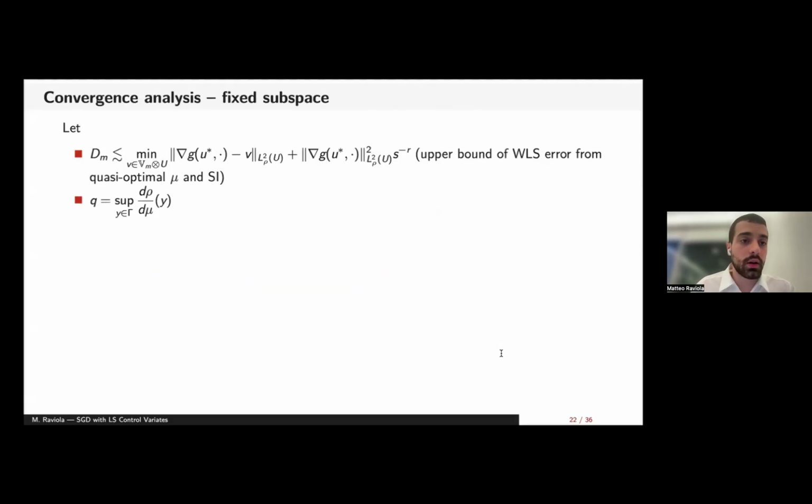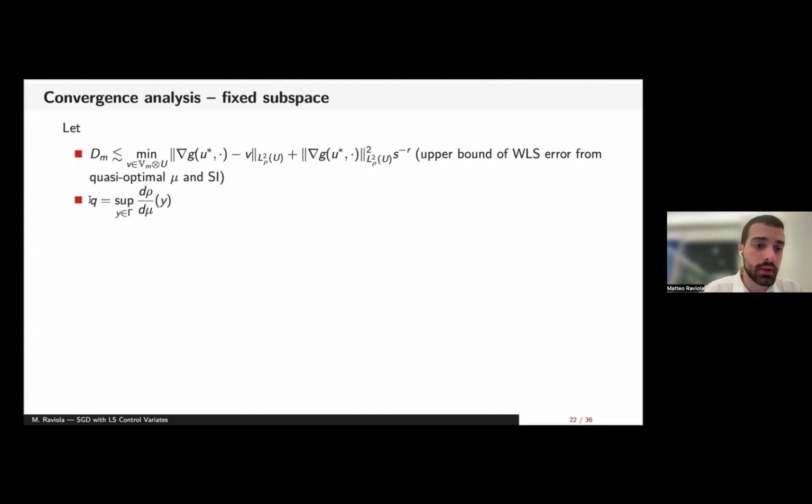Right. So we were able to provide also a convergence analysis of this algorithm. So let me introduce this term DM, which scales like the best approximation of the gradient of G in our model space, plus another term which should be thought as just a small perturbation. So this DM really should be the least squares error that we have given our model space. And this follows from the fact that we have a quasi-optimal mu and the sampling inequality is satisfied.